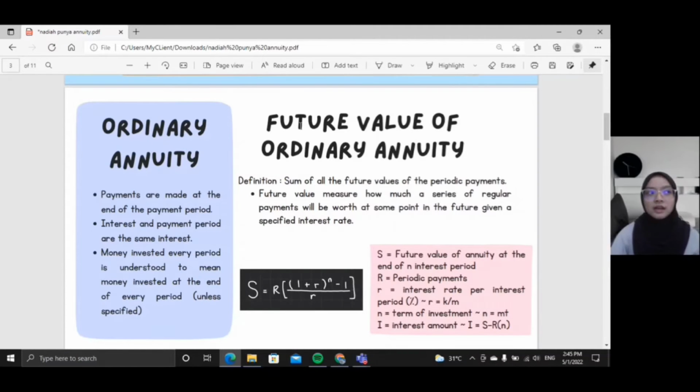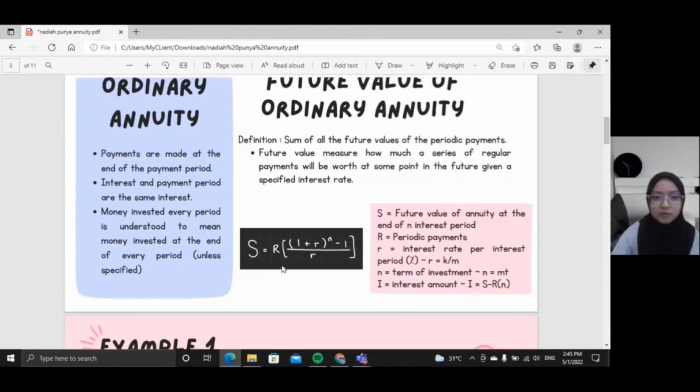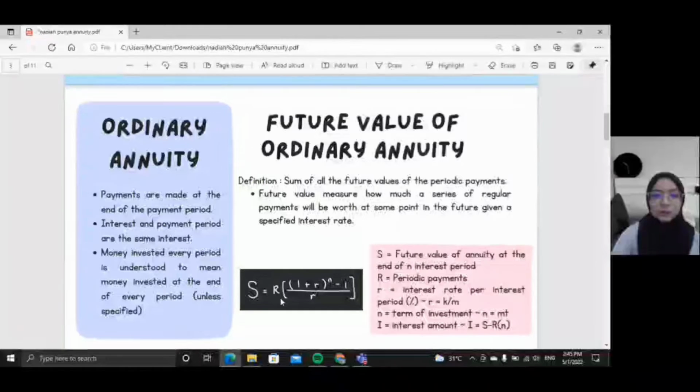So in annuity, we have two parts, which are future value and present value. Firstly, we will go through the future value. The definition of future value is the sum of all the future values of the periodic payments. Future value measures how much a series of regular payments will be worth at some point in the future given a specified interest rate. So here is the formula for future value: S equals R times ((1 plus r) power of n minus 1) over r.